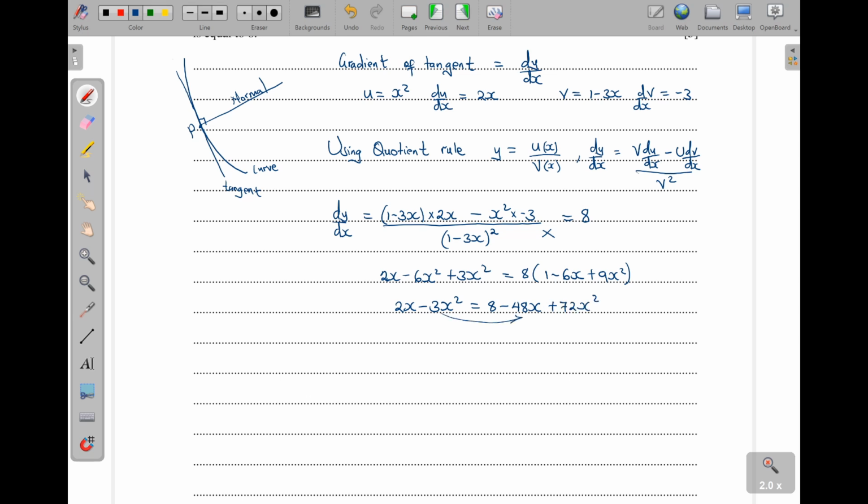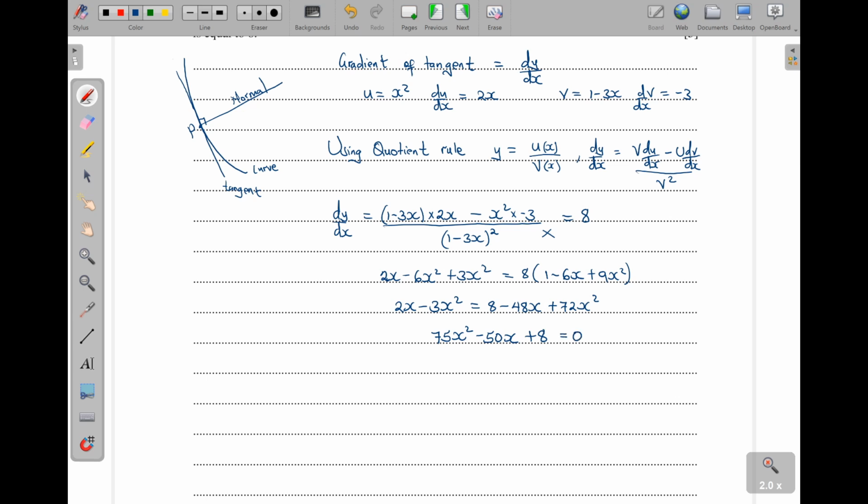I can take everything this side to form a quadratic. So 72 plus the 3, that one will give us 75. So we shall get 75x squared. Then this is negative 48 minus 2x, that will give us minus 50 of x, and then plus 8. So that one is equal to 0.